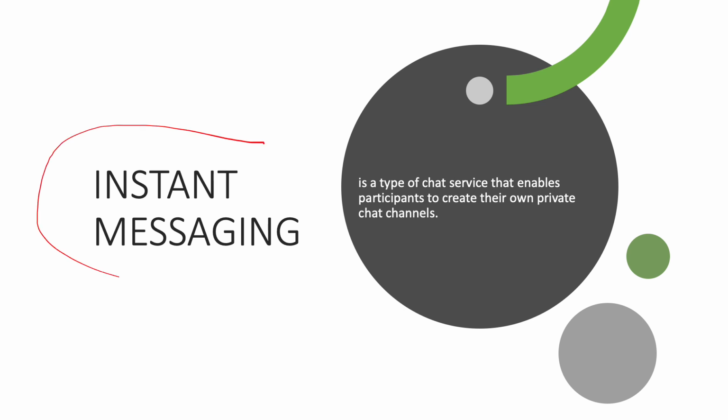Next is instant messaging. It is a type of chat service that enables participants to create their own private channels. The instant messaging system alerts the user whenever someone on his or her private list is online so that the user can initiate a chat session with other individuals. It includes Yahoo Messenger, Google Talk, and Windows Messenger. The best example for this is Messenger in Facebook. We can see whether the person we are chatting with is online, whether they are available.